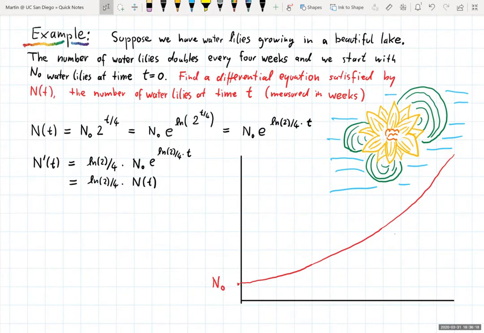Well, that is an example of exponential growth where we already know the doubling time. In this case, it's 4 weeks. And from there, in this case, we have derived the differential equation. But sometimes we might not know the doubling time, but instead we know the differential equation.